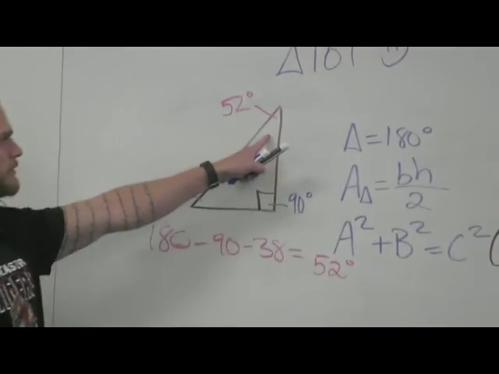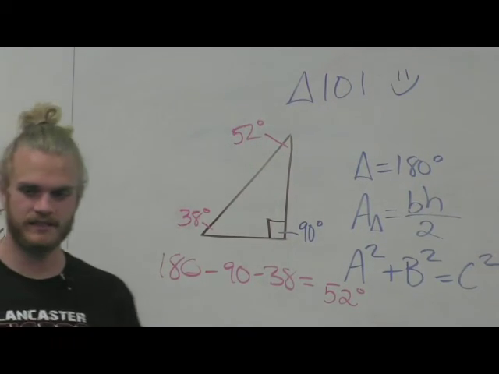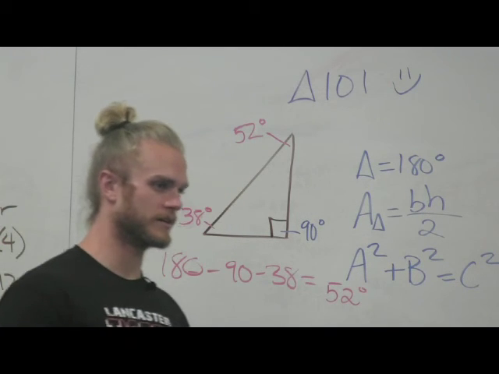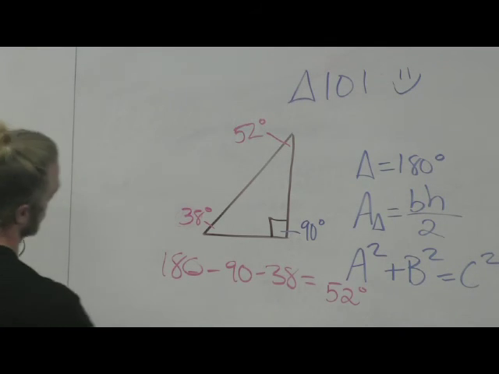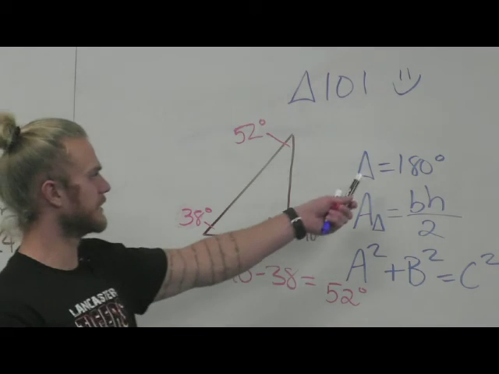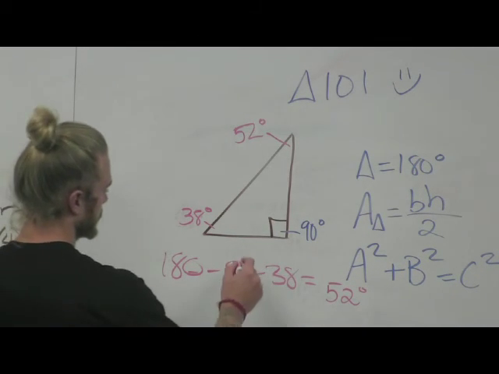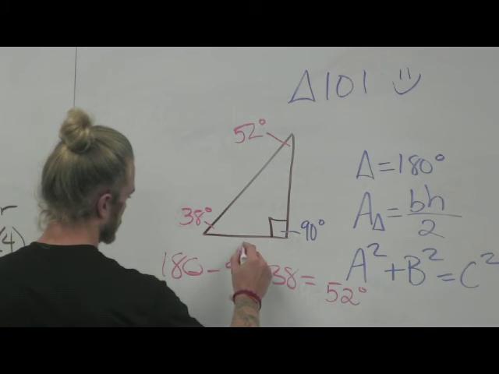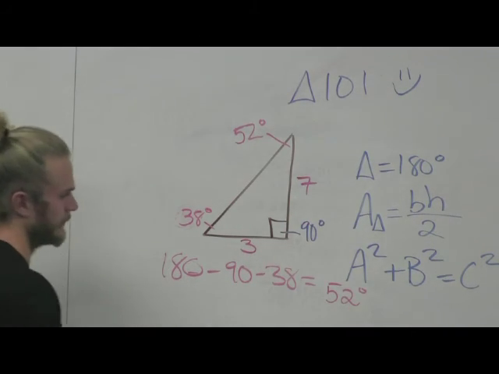Does that look like 52 degrees? No. But guess what? Nothing on the ACT test is drawn to scale, so never trust what's drawn. Always go by what the math tells you. Right? So we just solved an interior angle question. Awesome. Well, what if I told you that this value was 3 and this value was 7? What's the area of that triangle?